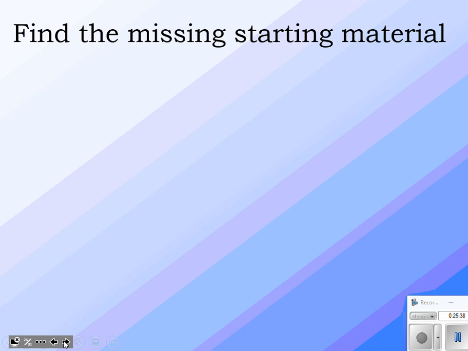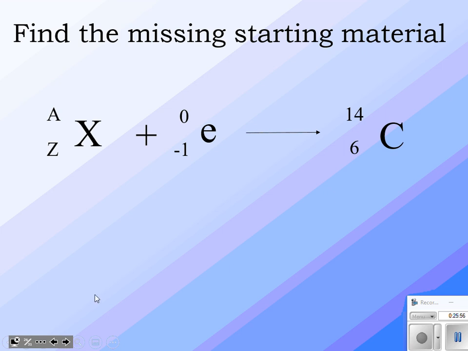Find the missing starting material. Here we go. I've got some carbon 14 right there. Okay? Carbon 14 right there. What's going to be my starting material? Well, my 6 is going to do what? Gain 1 to make it 7. What's element number 7? Nitrogen. So this is going to be 14,7 nitrogen.